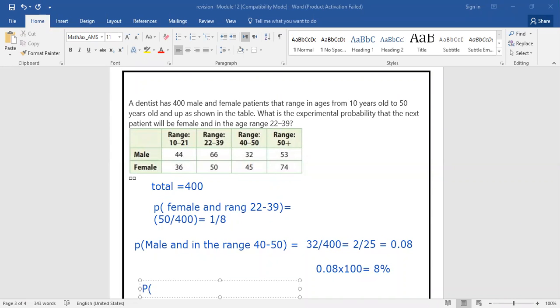The probability to be female, and in the range 50 plus. Okay, tell me the probability. The probability of female and in the range 50 plus. Where do you have to stop? Where is the intersection cell? Here, Mark. Where is the intersection cell?